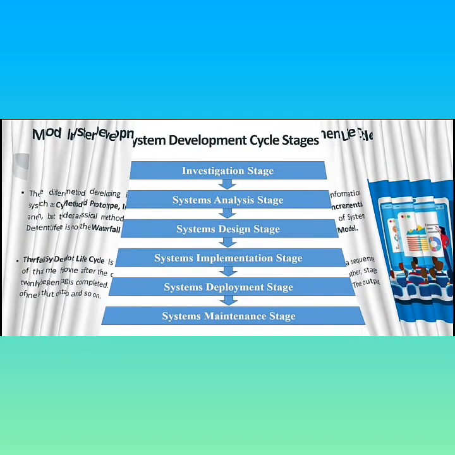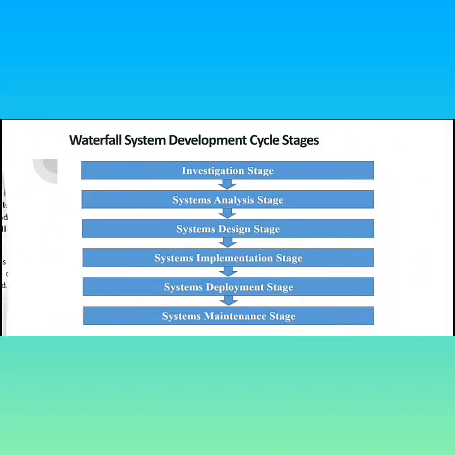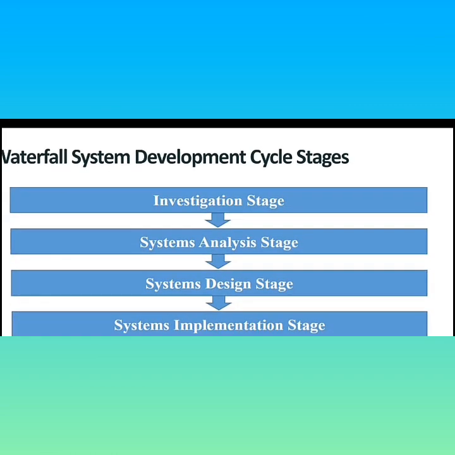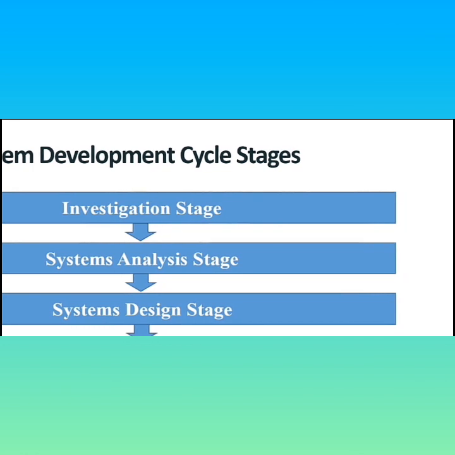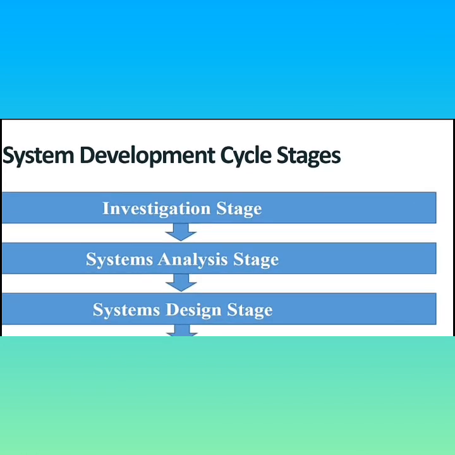Now let us look at the waterfall system development cycle stages. Now we are going to start. The first stage is the investigation stage. The investigation stage involves studying the existing system and evaluating it to identify its problems and deficiencies. It involves gathering information about the existing system, which can be done by observation, questionnaire, and interview.